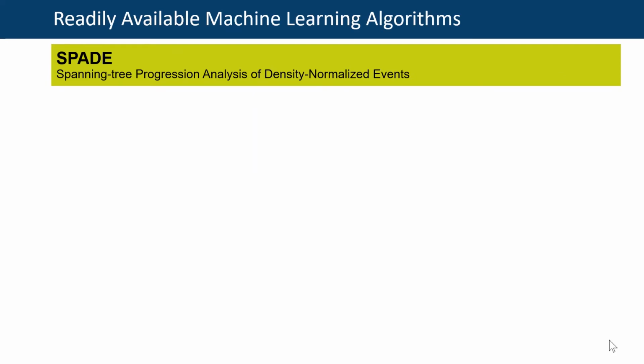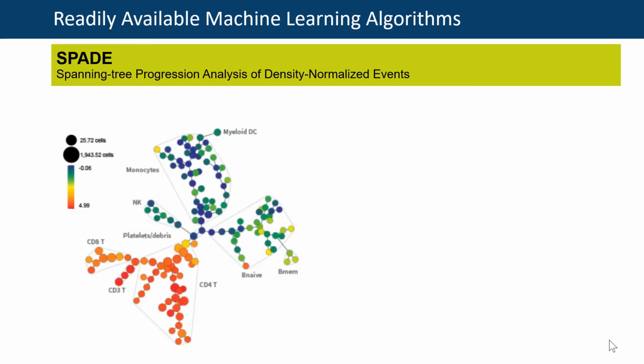The additional boot camps are going to do deep dives into each one of the algorithms, but this is supposed to be a basic overview. And the first one we're going to talk about is Spade, spanning tree progression analysis of density normalized events. And you can see here is what my Spade tree looks like.